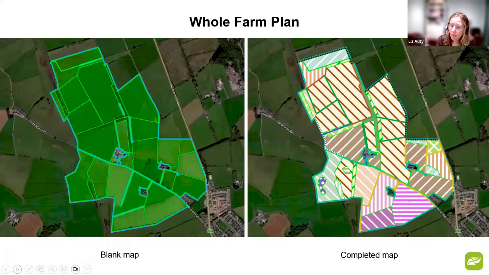When they come in, the land parcels are imported, and so you'll see a kind of blank map looking like this. And by the end, you'll have a habitat map that looks a bit like this, and Kay will show a bit more shortly of how that looks in the tool itself.